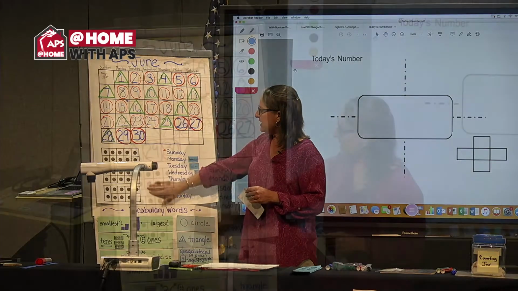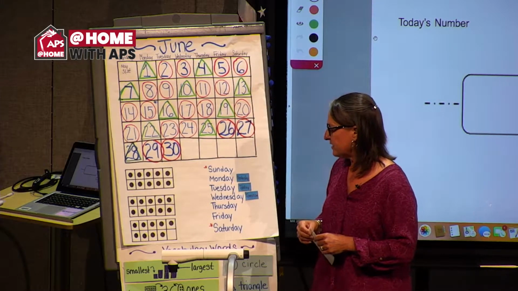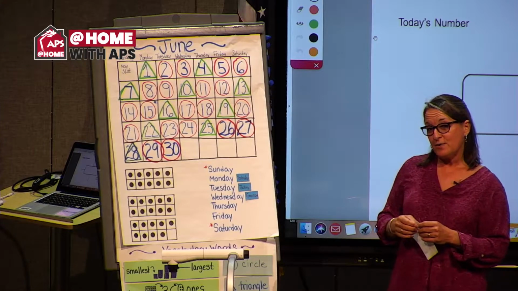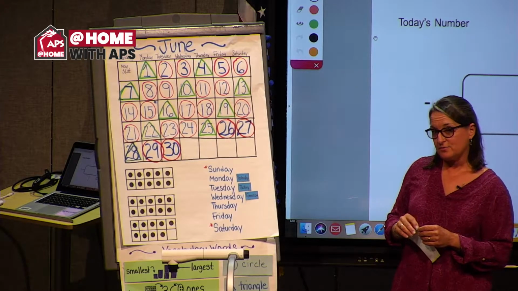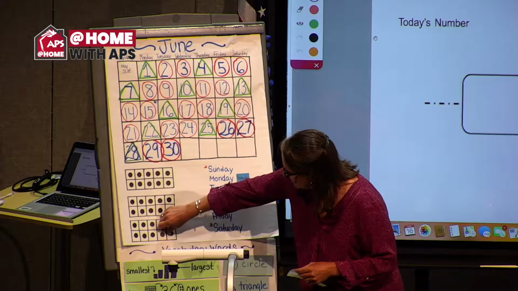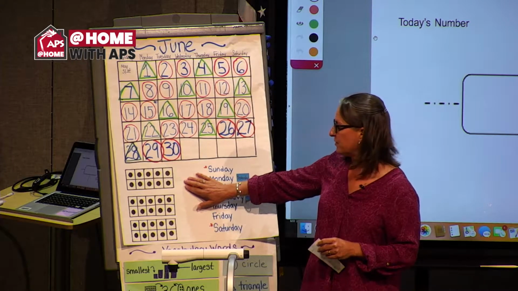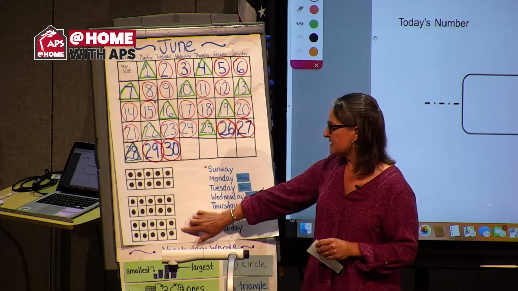So let's go ahead and put 30 on our 10 frames to show how many days we've had in the month. We only have one spot left, right? Because if our frames hold 10, then 3 of those frames hold 30. 10, 20, 30.